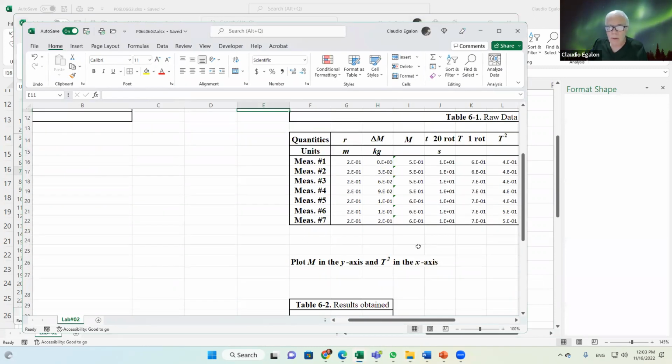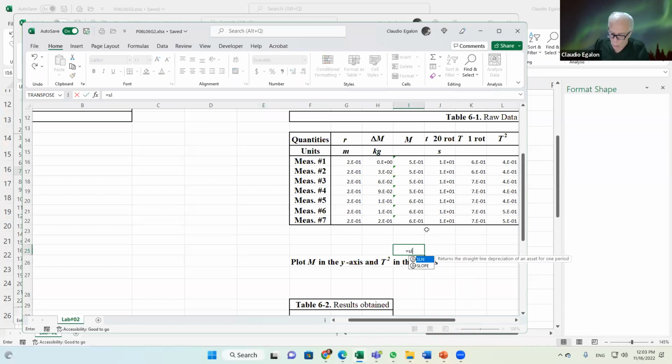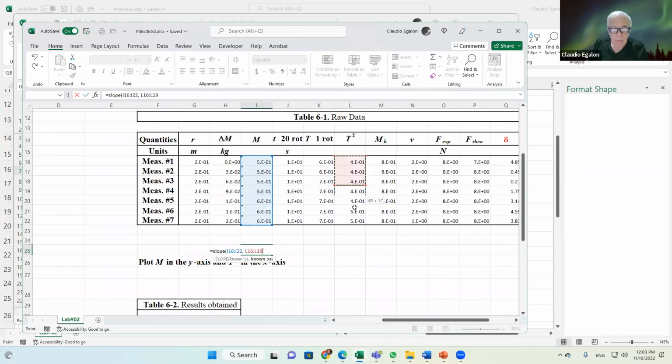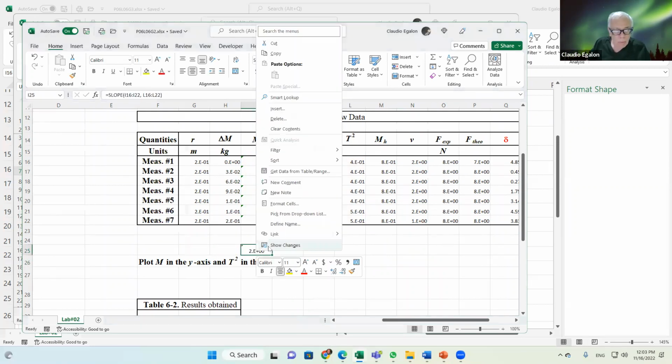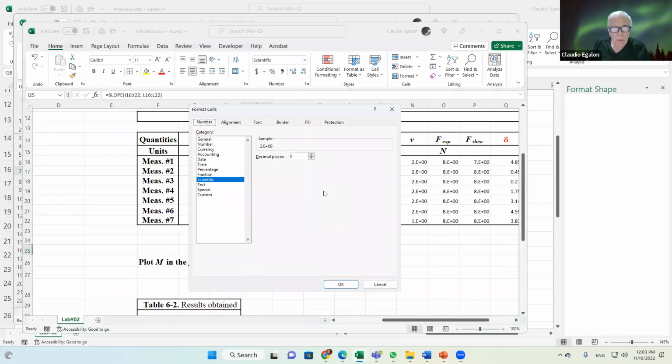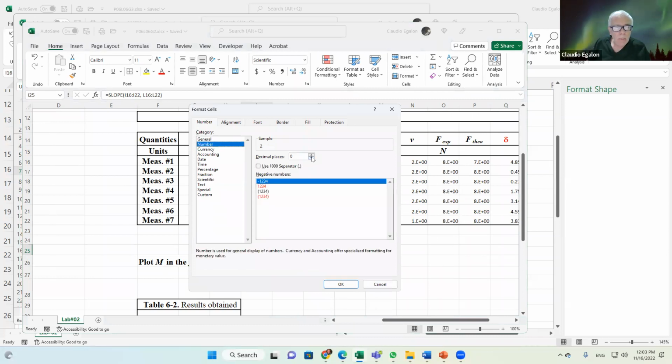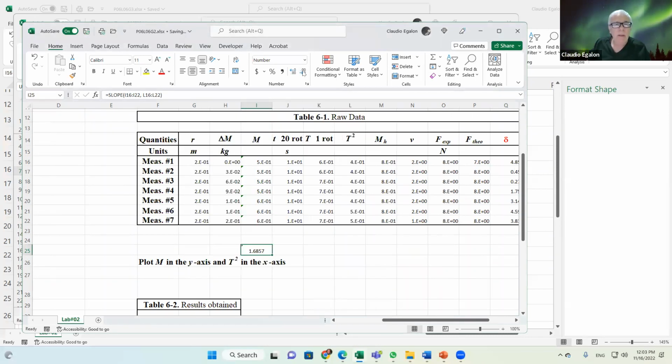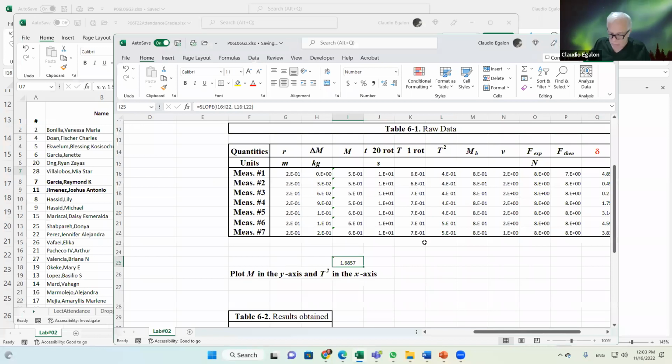Okay, so let's see. Slope M, non-Y, and non-X. Let's see if we get the same slope. I am getting a slope equal to 1.6857. Is that what you got, right? Yeah, that's what we got. But yeah, that's right. Okay, the slope is correct.